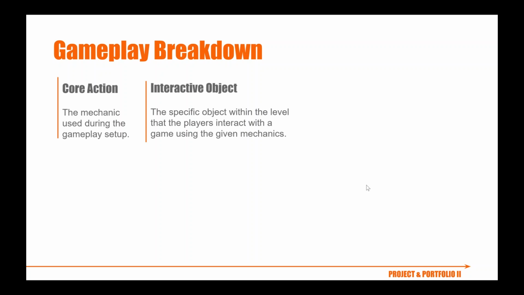The next piece of the gameplay setup is going to be the interactive object. So for scraps, we're creating level-specific mechanics. So what that means is you're not going to add new things to the character. So I can't add double jump to the character.